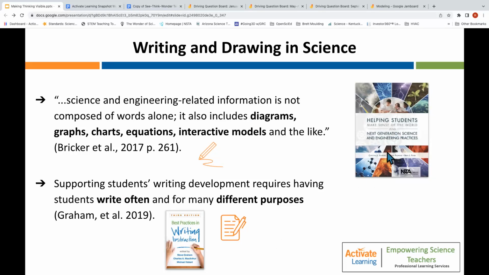Well, from the fabulous book, Helping Students Make Sense of the World, which is basically how do we engage kids in the science and engineering practices, one of the three dimensions, I'm going to invite you to read this fabulous quote. So this is where drawing comes in, drawing and words, making thinking visible. And then, of course, best practices in writing. Let's read through this real quick.